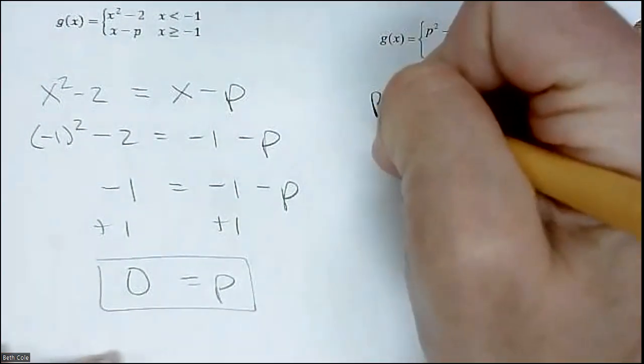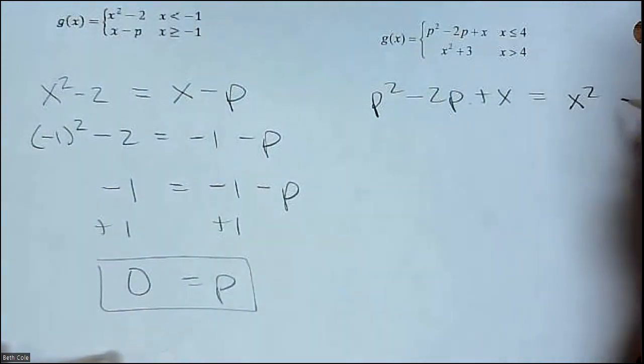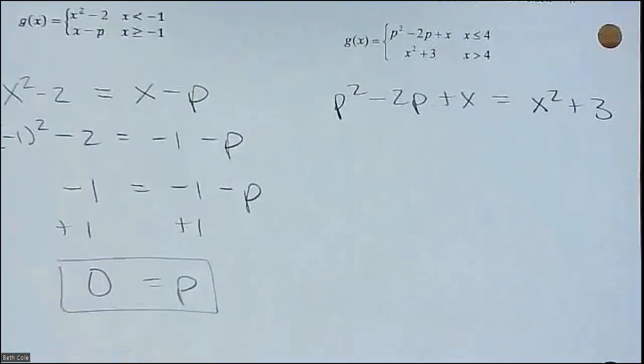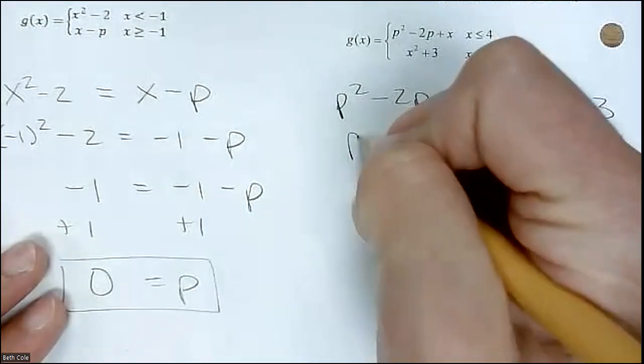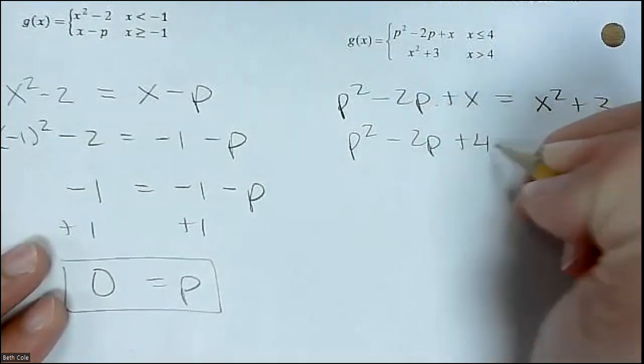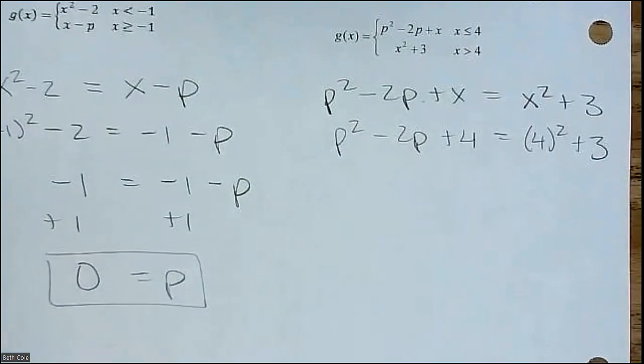Set these two things equal. You have p squared minus 2p plus x equals x squared plus 3. Oh, and don't stop listening to me when I finish this, because I'm going to show you your Delta Math real quick and do a problem or two with you so you can understand how that works. And then what number do we plug in for x? 4. Good. So plug in 4 for x. Everywhere there's an x, put a 4.